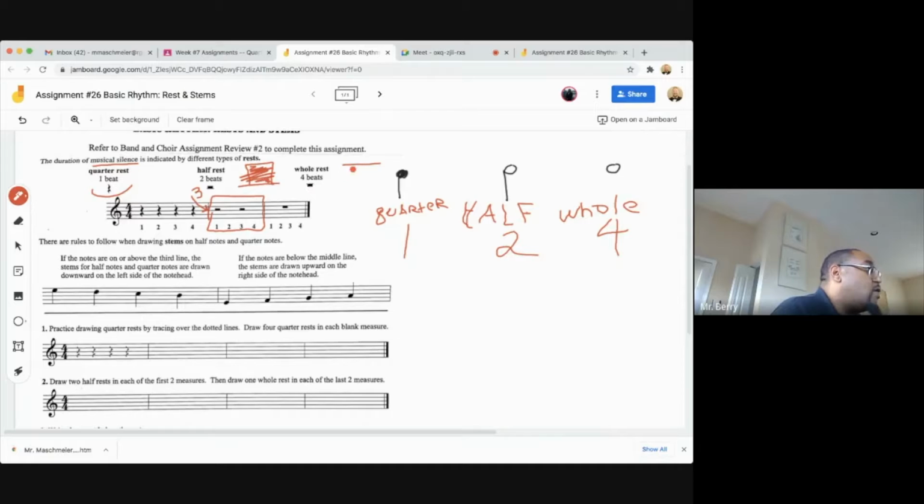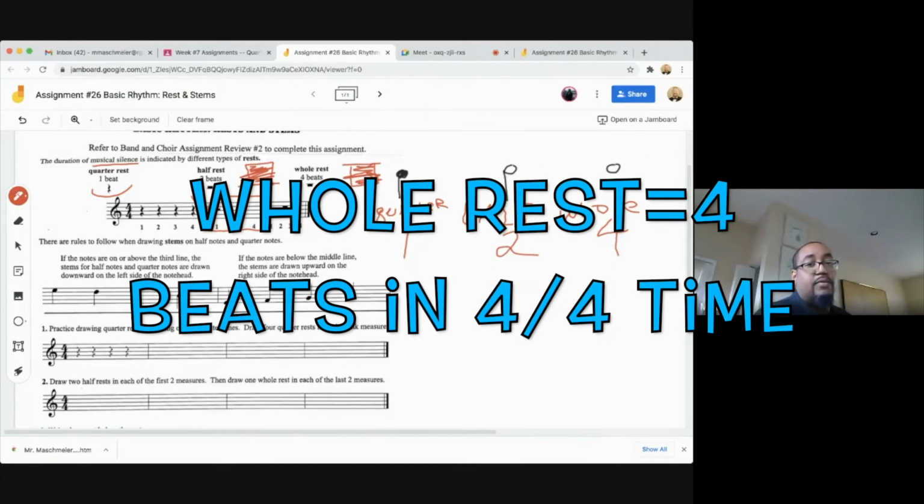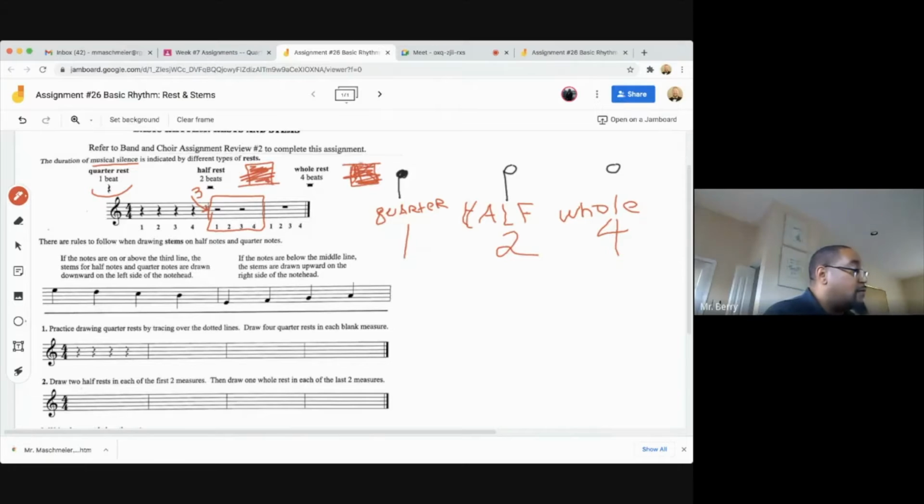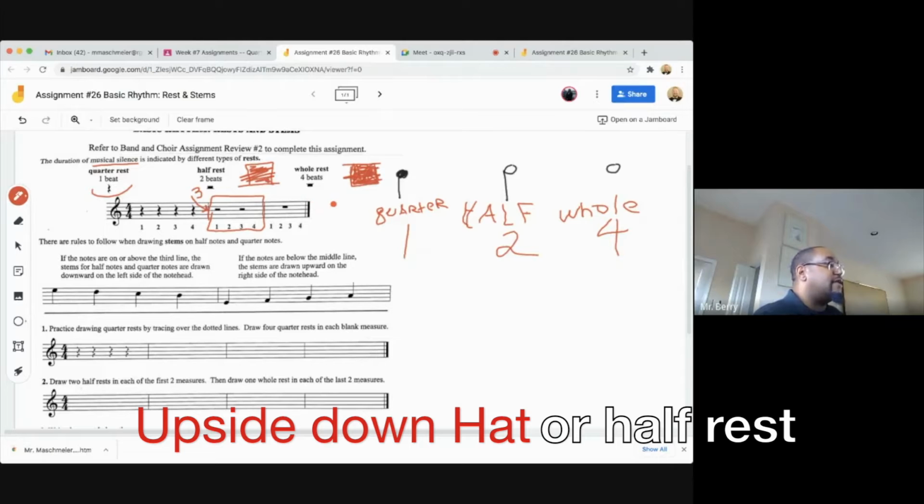Now let's look at a whole rest. A whole rest kind of sort of looks like a half rest. A whole rest is 4 beats. Who can tell me, what does a whole rest resemble? It's like a half rest. Yep, so it's like an upside down hat, or it looks like a half rest that's upside down.